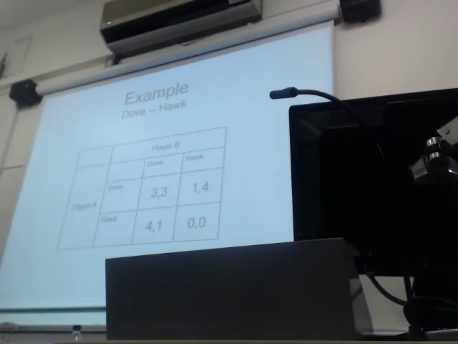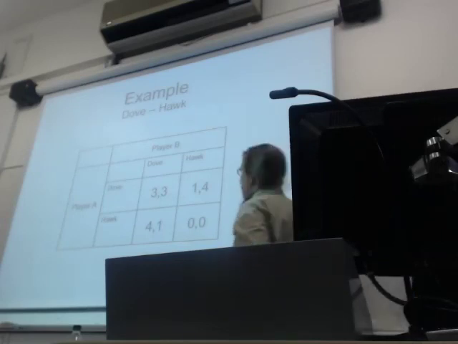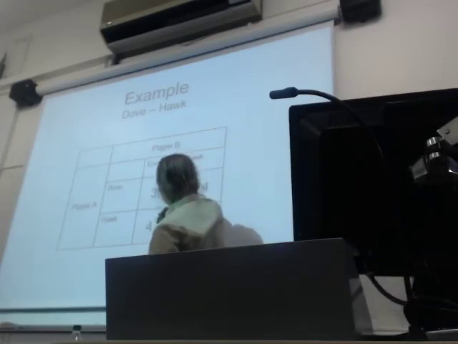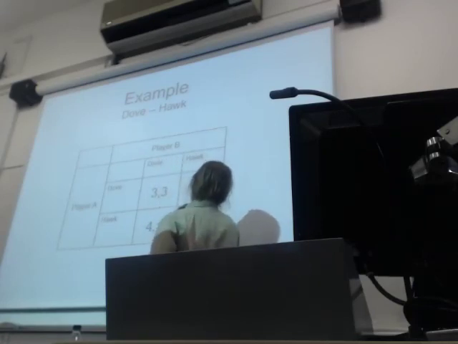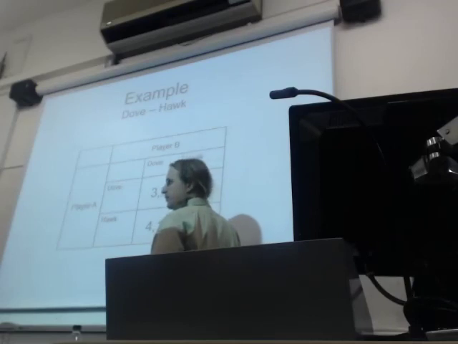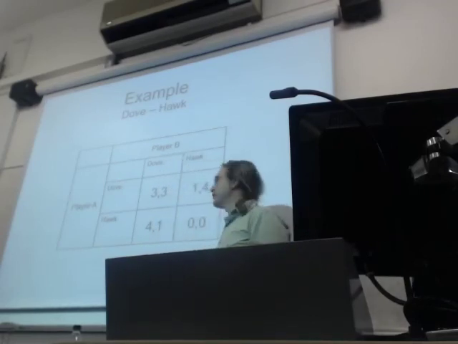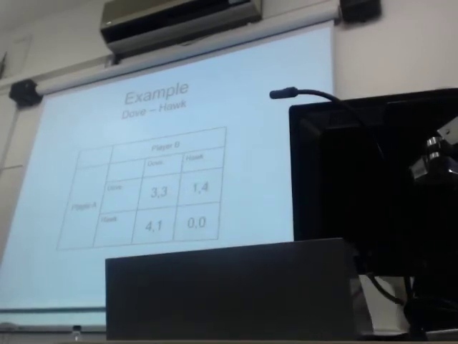There's not, because if you are both at 3-3 at dove, then 3-3 is not a Nash equilibrium because player A would benefit by becoming a hawk. Likewise, player B would benefit by exhibiting hawkish behavior. So 3-3 is not a Nash equilibrium.